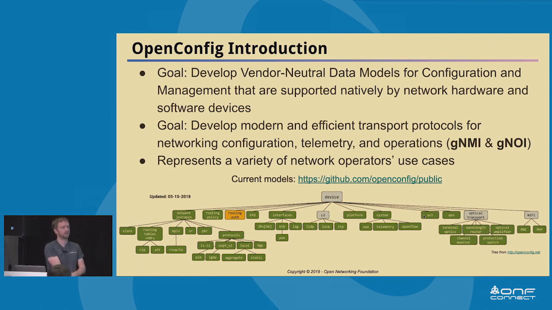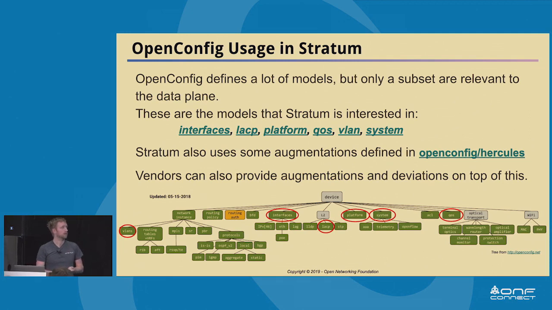All kinds of networking use cases, both traditional networking and SDN, are covered under this OpenConfig umbrella. So Stratum today uses OpenConfig as the baseline for our configuration and telemetry models. However, many of these models aren't really relevant to an SDN data plane. For example, MPLS configuration, OSPF configuration, or BGP configuration would be more suitable models for our control plane and not our data plane device.